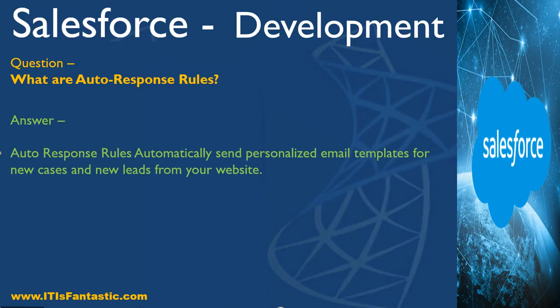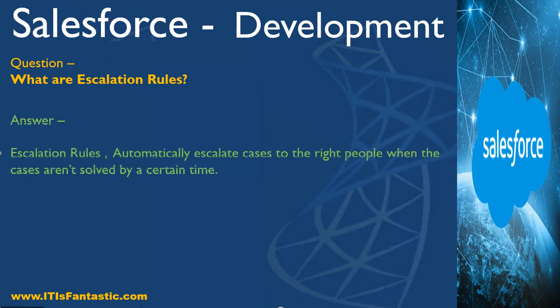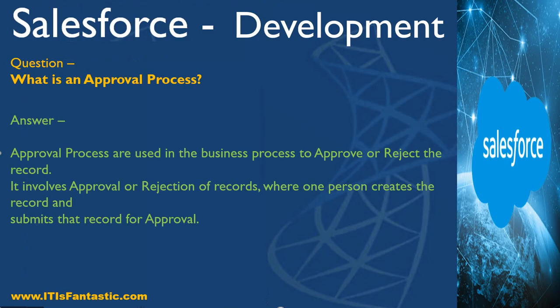What are auto-response rules? Auto-response rules automatically send personalized email templates for new cases and new leads from our website. What are escalation rules? Escalation rules automatically escalate cases to the right people when the cases aren't solved by a certain time. What is an approval process? An approval process is used in the business process to approve or reject the record. It involves approval or rejection of records where one person creates the record and submits that record for approval.